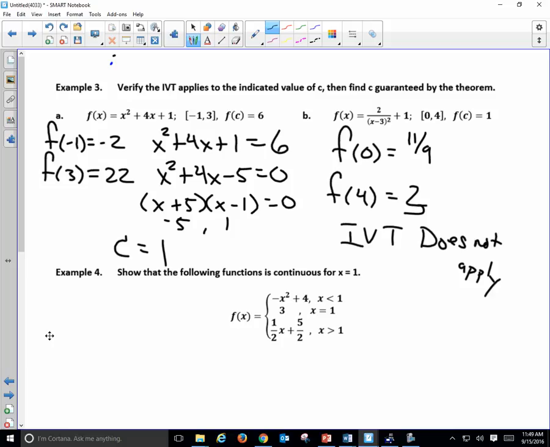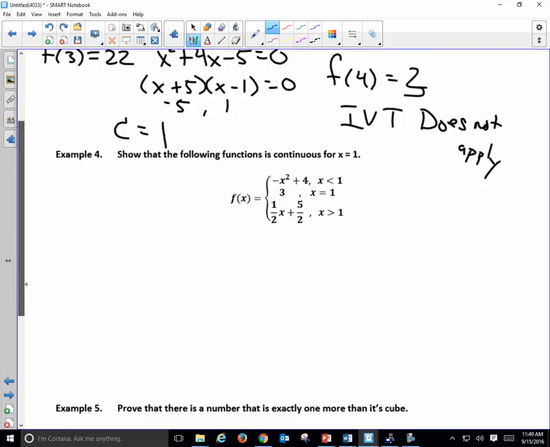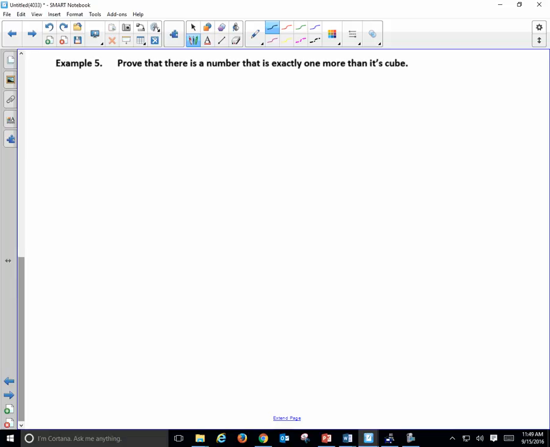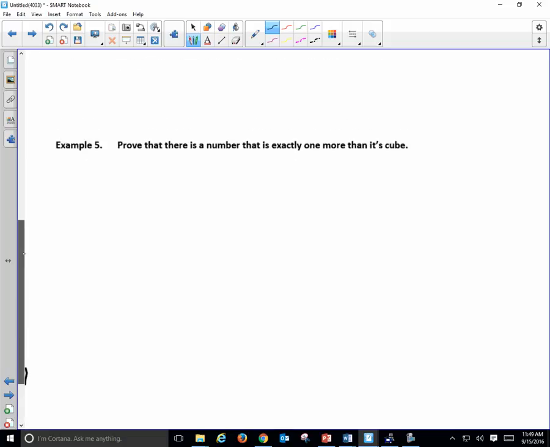Look at this here. Negative 2 is less than 6. 22 is greater than 6. That's why there has to be a C value that satisfies the output of 6. Yep. All right. Let's do number 5, then we'll go back to number 4.